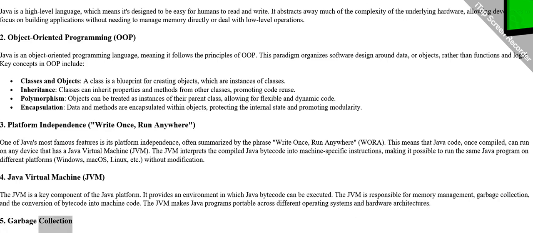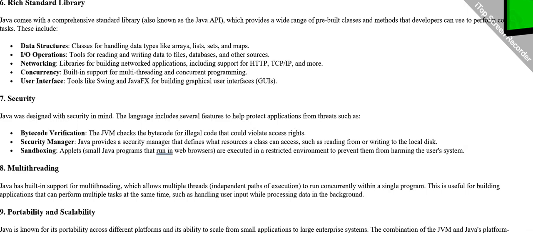5. Garbage collection. Java automatically manages memory through a process called garbage collection. This means that Java automatically recycles memory that is no longer in use, freeing developers from the need to manually allocate and deallocate memory, reducing the likelihood of memory leaks and other related bugs.